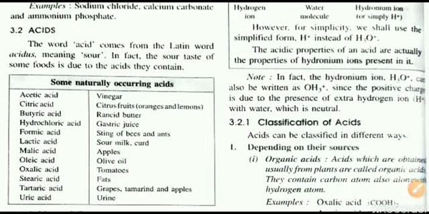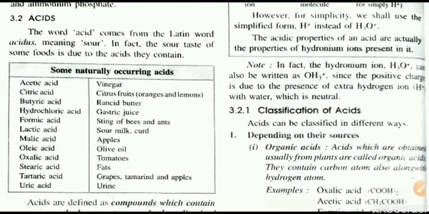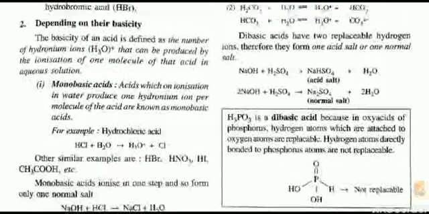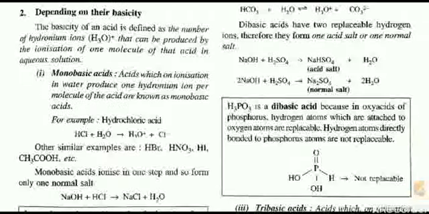We are discussing chapter number 3, and today we are with part 2 of this chapter. In the last class we discussed acids and their classification into organic and inorganic acids, and how they are called weak and strong acids. Then we also discussed basicity and the various kinds of basicity found in acids. It can be monobasic, dibasic or tribasic.